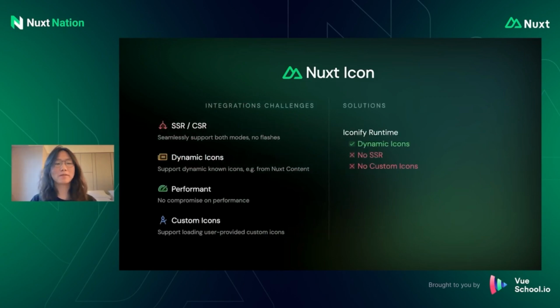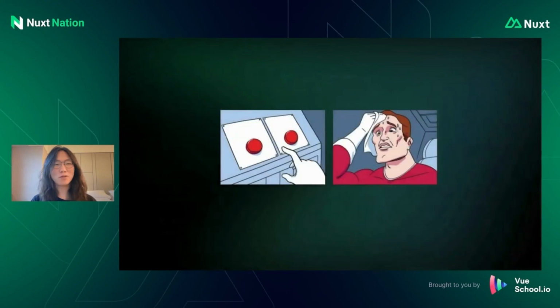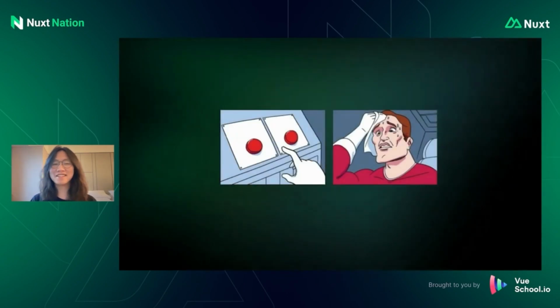For dynamic icons, Iconify runtime seems to be the only option. However, it doesn't work perfectly with SSR and it doesn't support custom icons, as a request goes to Iconify servers, which are unaware of our local setup. On the other hand, CSS icons are performant and work well with SSR, but they don't support dynamic icons. So you may start to wonder, which should we choose? It's indeed tough, and it seems that with either option, we are trading away something that we needed.